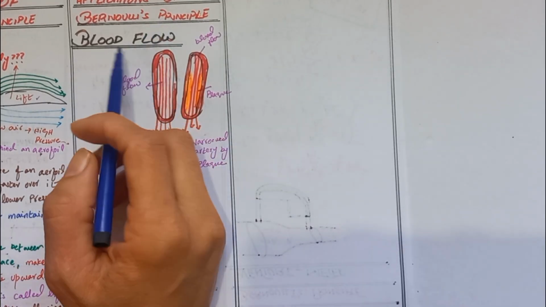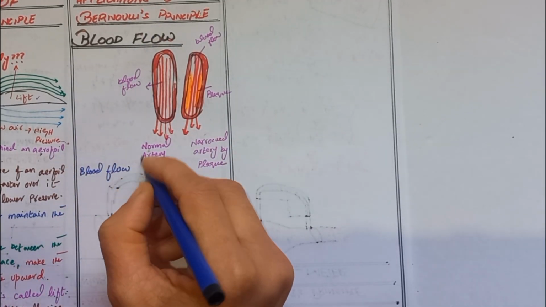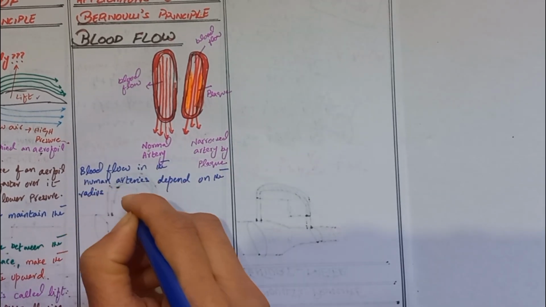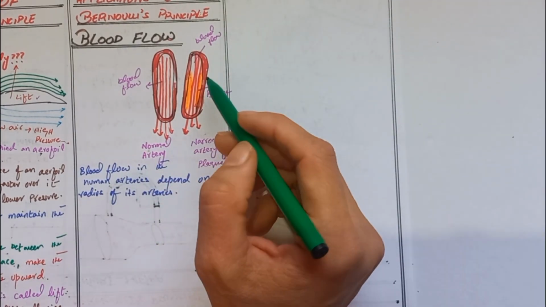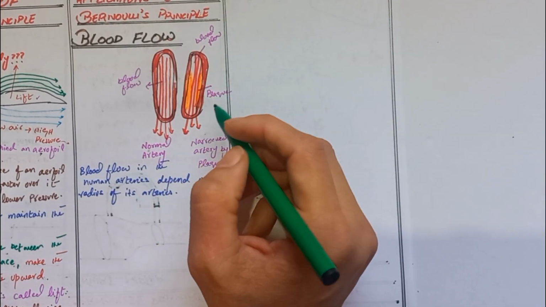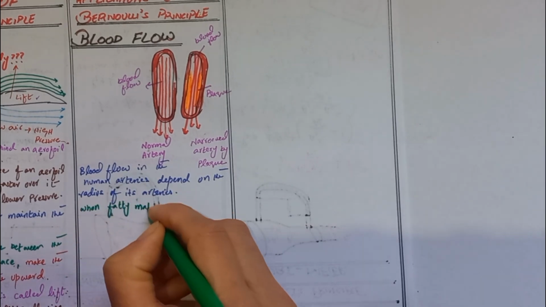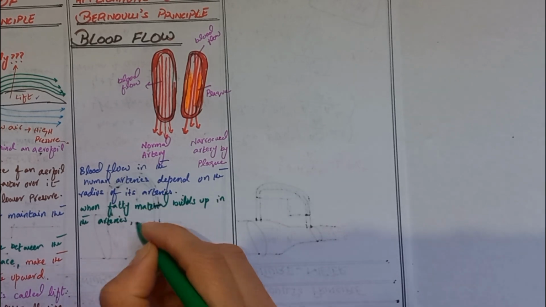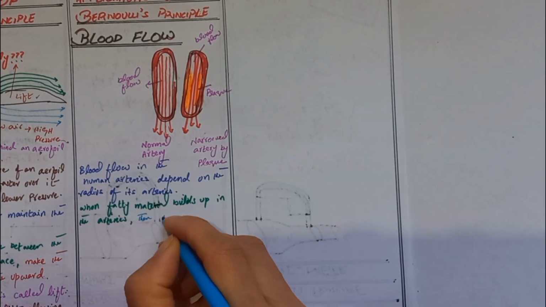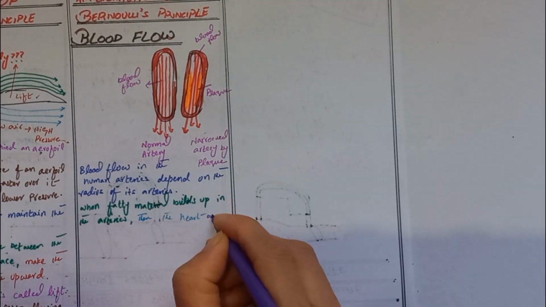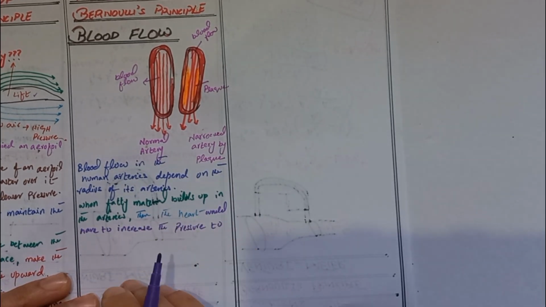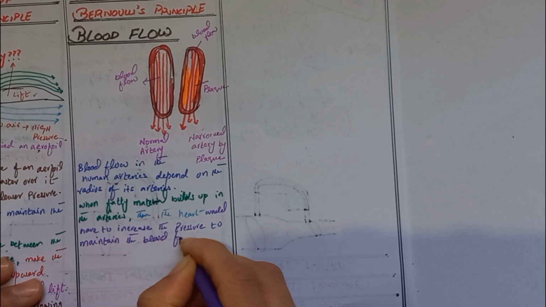Blood flow. Here we discuss the classification of blood flow. Blood flow in the human arteries depends on the radius of its arteries. Here the blood flow is normal when the artery is normal. When fatty material builds up, this will cause blockage in the arteries that reduces the blood flow rate. When fatty material builds up in the arteries, then the heart would have to increase the pressure to maintain the blood flow rate.